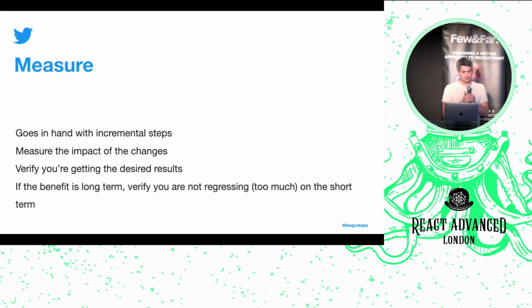The second one is to measure, and this goes hand in hand with doing incremental steps. You need to be able to measure the benefits of your migration. Otherwise, there's no reason to do it. The reason may very well be developer experience, but it needs to be measured in some way. And you also need to measure things that you weren't expecting to change. So if the migration aims to improve performance over time, then you need to measure that you're actually improving performance.